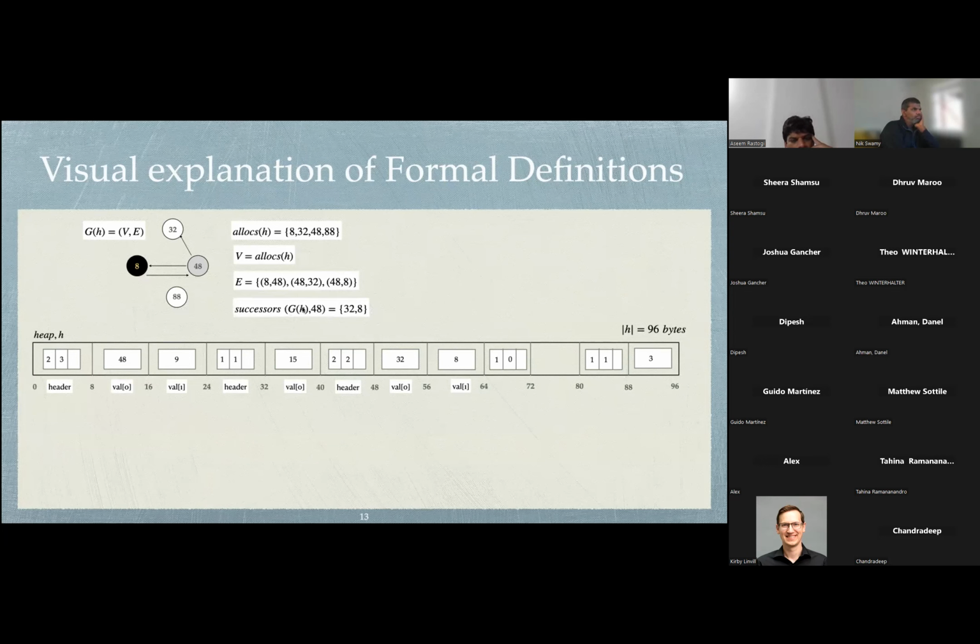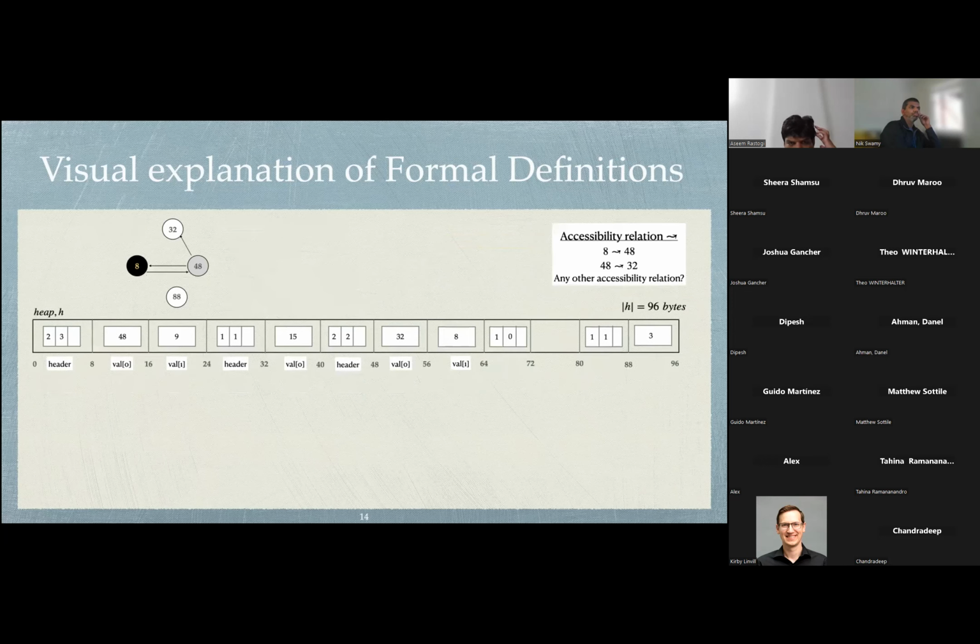Now, successors of G of H of 48 means the successors of 48 in the graph. The successors of 48 are 32 and 8. Since E is an ordered set, successors will also produce an ordered set. Now we need to see what an accessibility relation is. The accessibility relation is represented by this symbol. In this graph, 48 is accessible from 8, and 32 is accessible from 48.